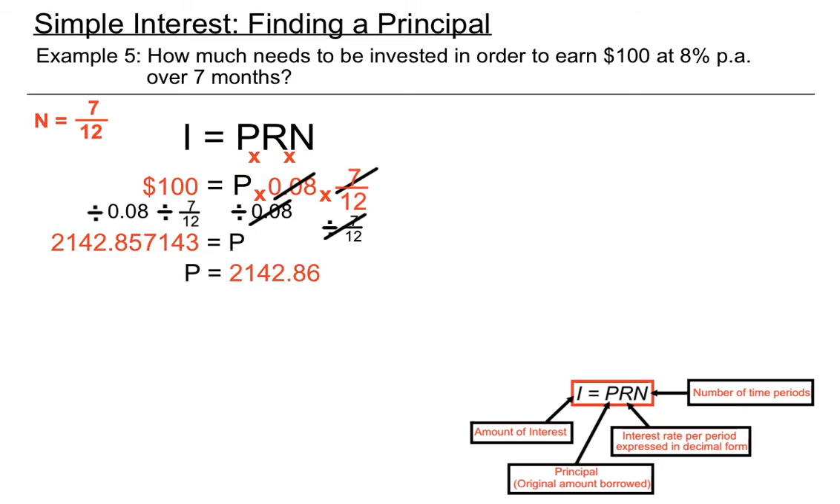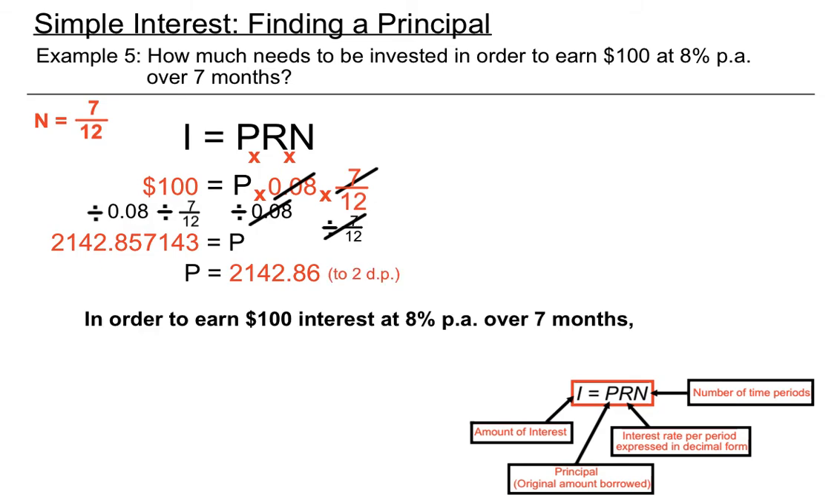And we have $2,142.86 that would need to be invested in order to earn $100 at that amount. We'll round it off to 2 decimal places because that makes sense. In order to earn $100 interest at 8% over 7 months, that amount, $2,142.86, needs to be invested.